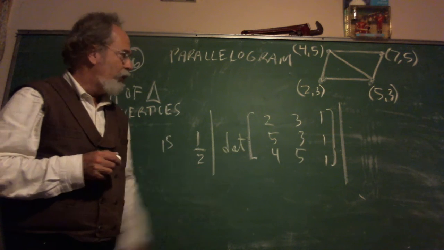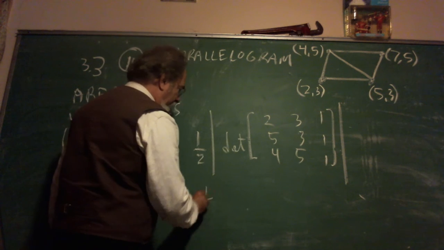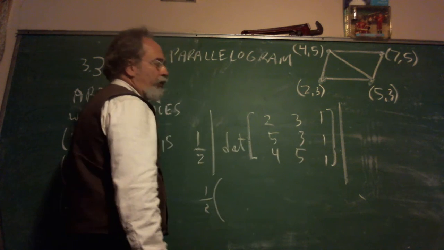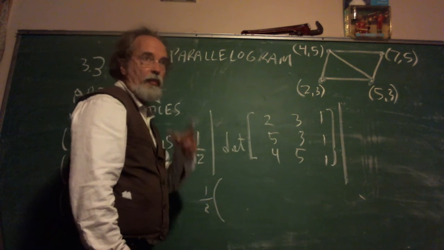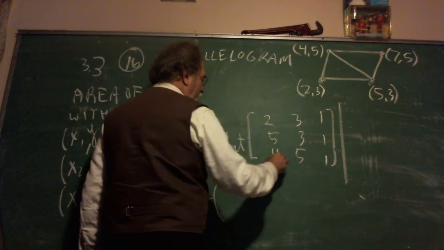So let's do this. Let's go right along this column here. So I'm going to have 1/2 times. Now this position is first row, third column. That's worth a 4. So it's a positive position. So I have to do 25 minus 12 is 13.